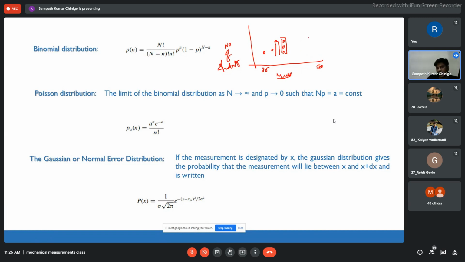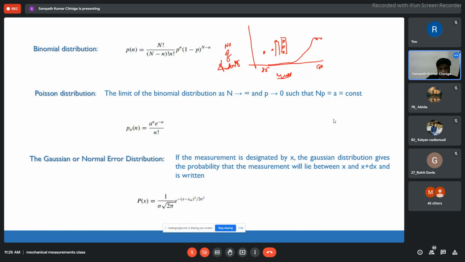So if most of the students are getting around 90 to 100, you will not have any values over here. The curve will come like this. Okay, it will go like this. So this tells us that the experiment was not done properly. The feature of any experiment is that it will always follow a distribution. Either it may be a binomial distribution, or Poisson distribution, or Gaussian distribution.